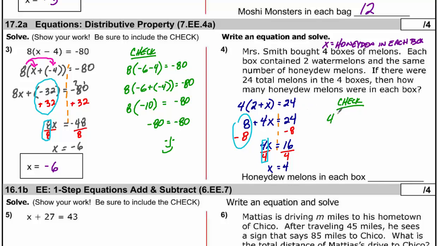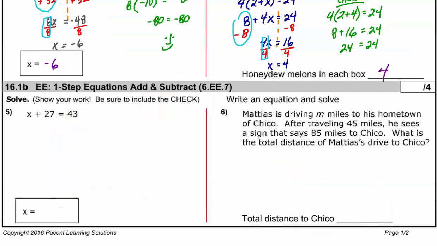So if I had 4 boxes of melons, and every box had 2 watermelons and 4 honeydew melons, would I have 24 altogether? Well, in my 4 boxes, 2 watermelons each, that's 8 watermelons altogether. In my 4 boxes, 4 honeydew melons each, that's 16 honeydew melons altogether. And yes, 8 plus 16 equals 24. And I can be confident with the fact that in each box there were 4 honeydew melons.